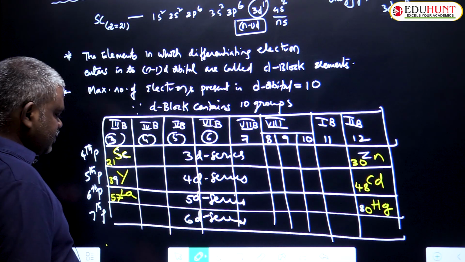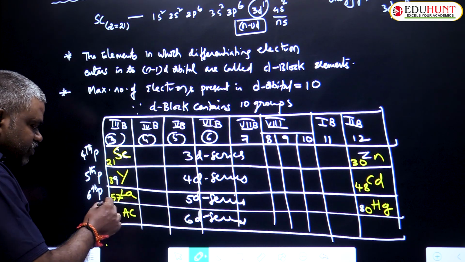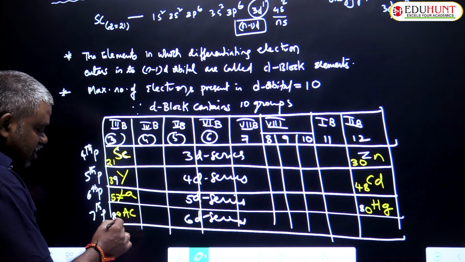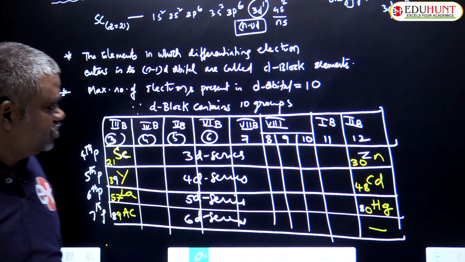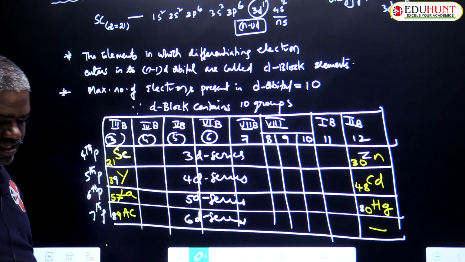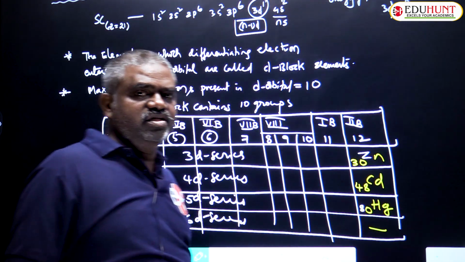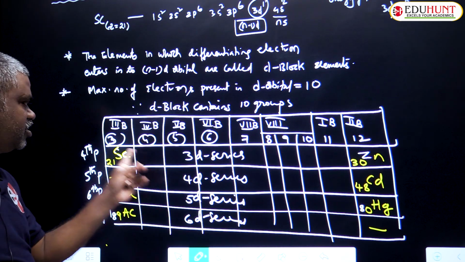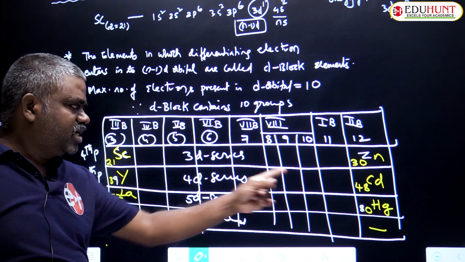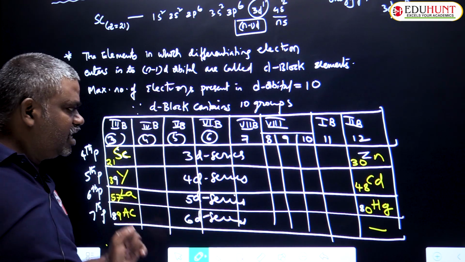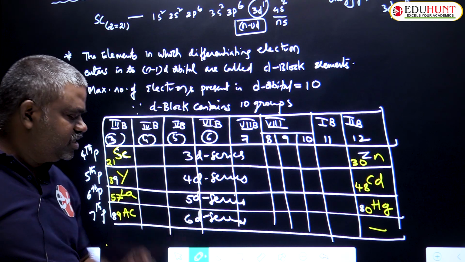After lanthanum, the next element is actinium, Ac. The 6th period contains 32 elements, so add 32, it is 89, and it is an incomplete period. So the d block elements contain 3d series, 4d series, 5d series and 6d series elements. The 3d series starts with scandium and ends with zinc. The 4d series starts with yttrium and ends with cadmium. The 5d series starts with lanthanum and ends with mercury, and the 6d series starts with actinium and it is incomplete.